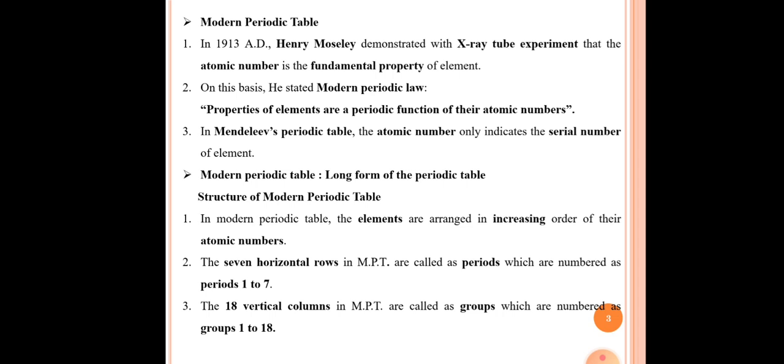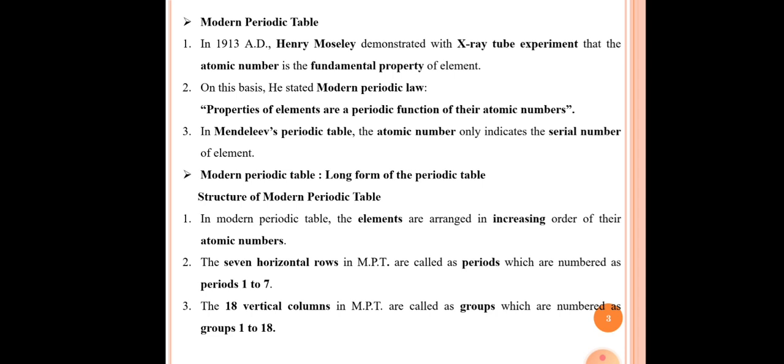In this, our first point is the modern periodic table. In 1913 AD, Henry Moseley demonstrated with an X-ray tube experiment that atomic number is the fundamental property of an element. So this is a very important point here. In the modern periodic table, atomic number is the fundamental property of an element.